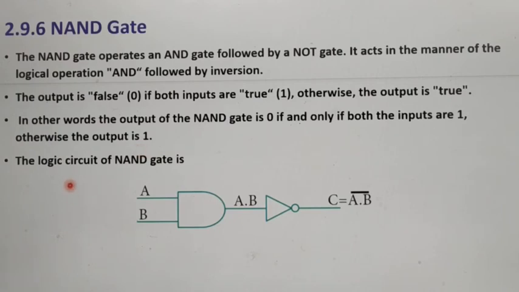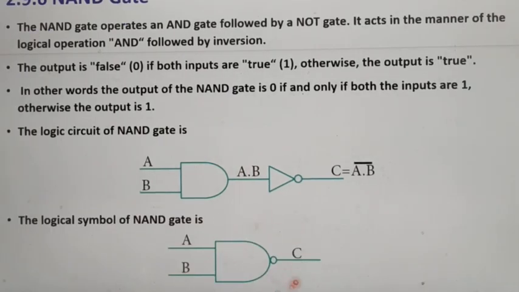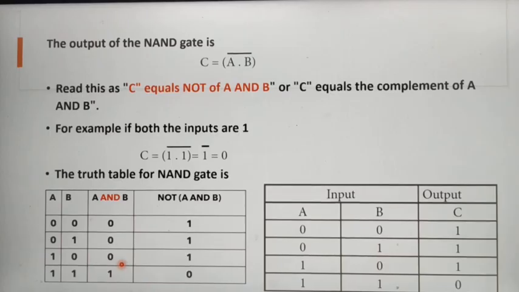This is the logic circuit for NAND gate. Next, the logical symbol for NAND gate. Here first the AND gate, with a bubble given instead of this NOT gate, which is the symbol for logical NAND gate. Next we can see the output of the NAND gate.